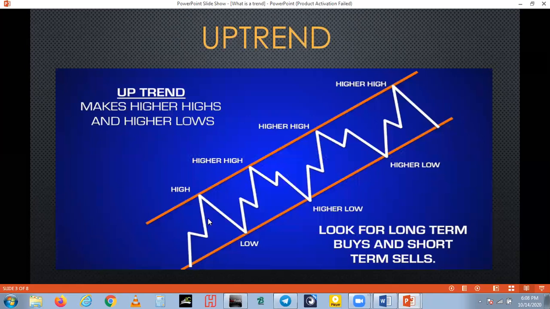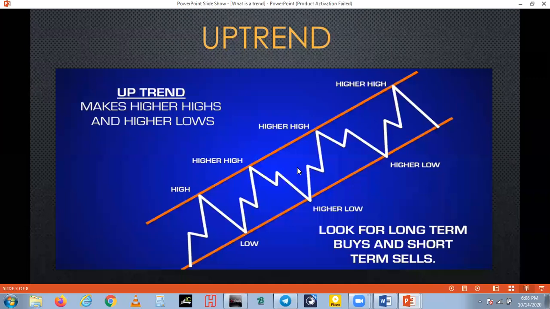So when price is making a higher high, it shows that price is going upward. It's going upward, it's going upward. So for the long term, you look for long-term buys and short-term sells. What I mean here is, if you look at this channel, you see that generally price has been going higher, despite the fact that it's doing zigzag, zigzag, zigzag. You can see that generally price has been going higher.